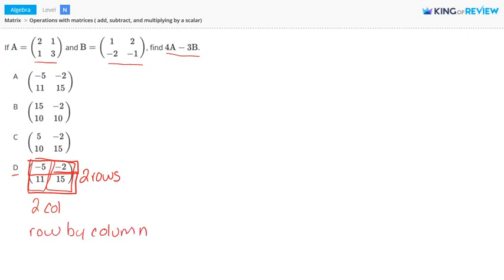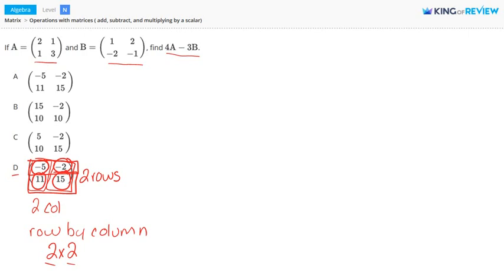So in this case, the matrix in letter D is a 2 by 2 matrix because it has two rows and two columns. And 2 by 2 is also its dimensions. Each number in the matrix is called an entry. So -5, -2, 11, and 15 are the four entries within this matrix.